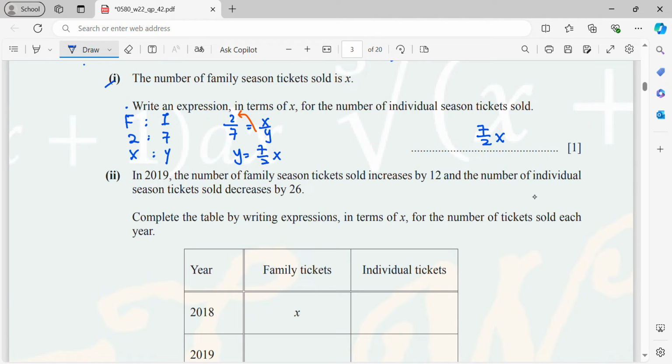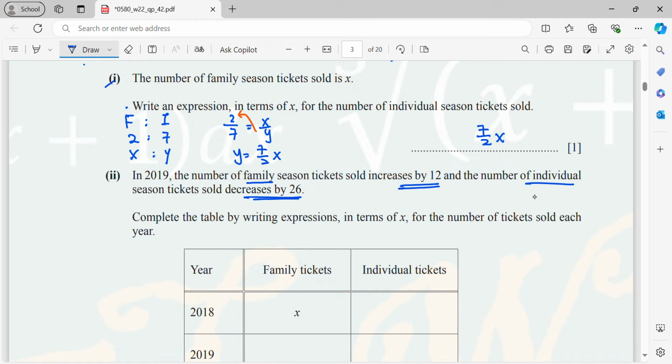Now part 2. In 2019, the number of family season tickets sold increases by 12. This is for family. And the number of individual season tickets sold decreases by 26. So now complete the table by writing expressions in terms of X for the number of tickets sold each year.